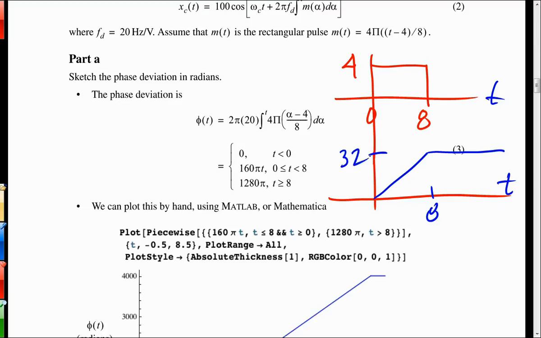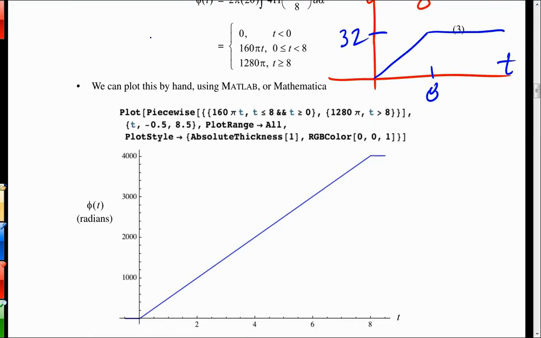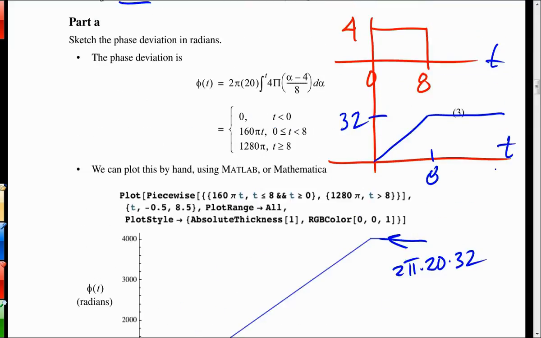But then it gets multiplied by the deviation constant, which is 20 hertz per volt. And then it gets multiplied by 2 pi. So when it gets all built up like that, this value that it settles out to is actually 2 pi times 20 times 32. Where did the 20 come from? That's the deviation constant. Yeah, this guy is FD, that's part of the modulator, and that's in the problem statement.